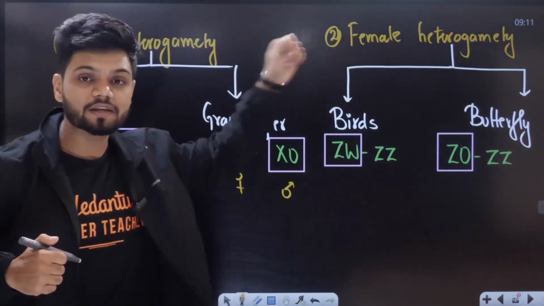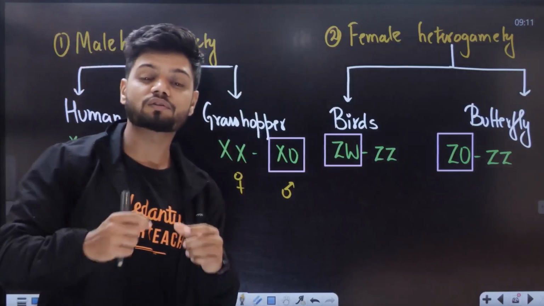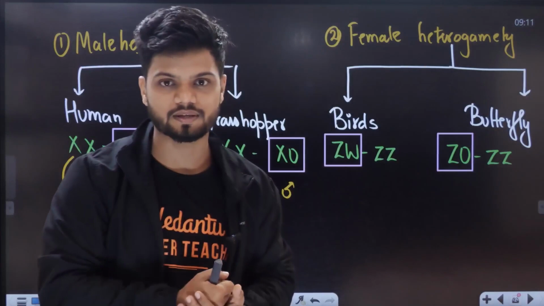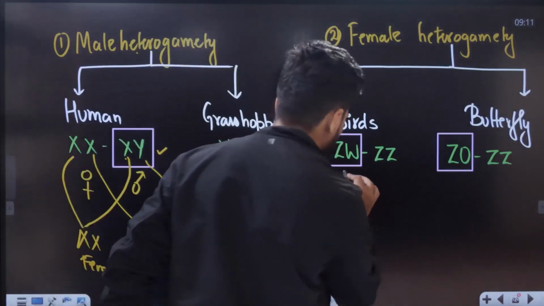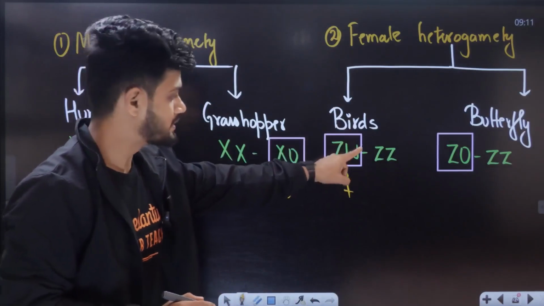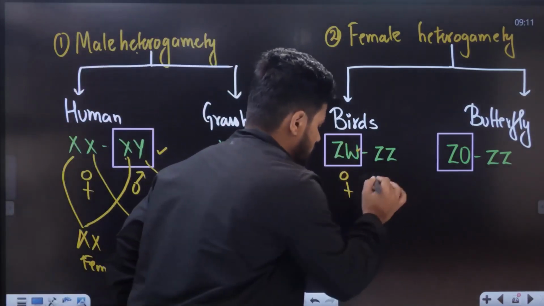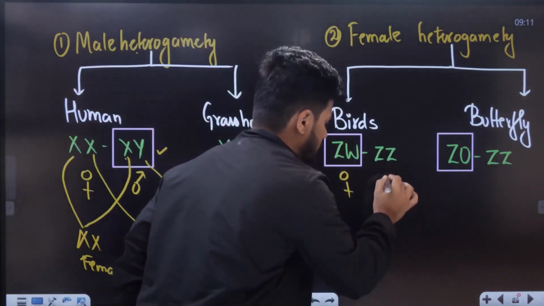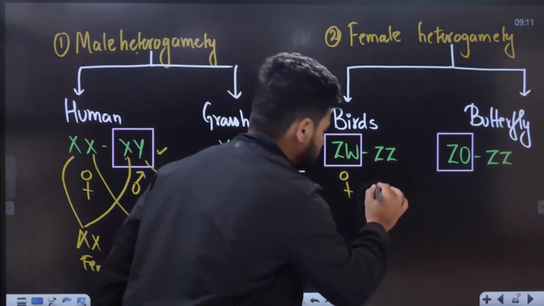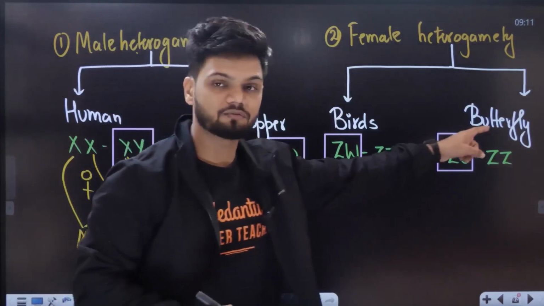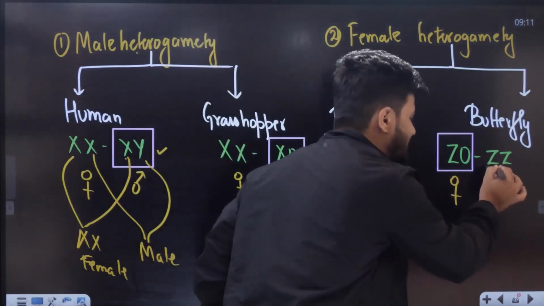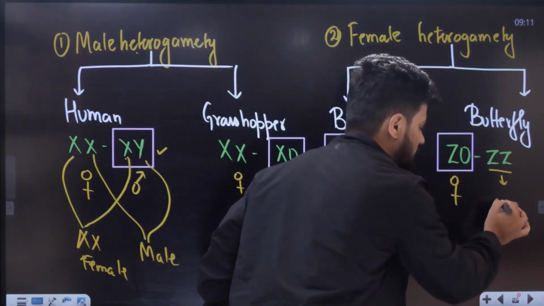Now, what about in the case of female heterogamety? In the case of female heterogamety, the females will decide the offspring sex. See here, this is the female ZW. In the case of birds, ZZ is going to be the male. Same goes for butterfly. ZO is going to be the female, different type of gametes. ZZ, which is a common thing, is going to be the male.